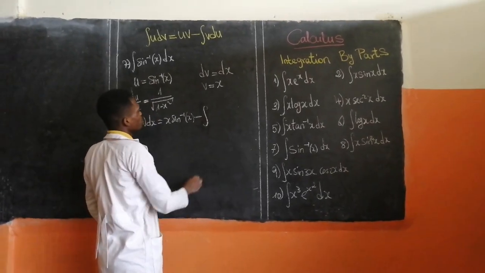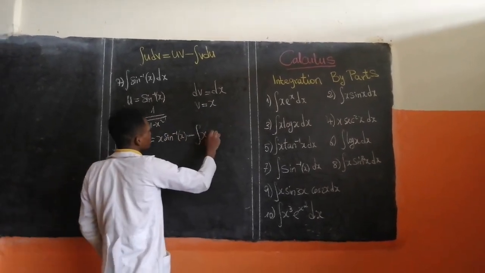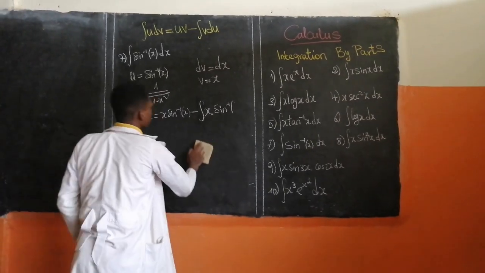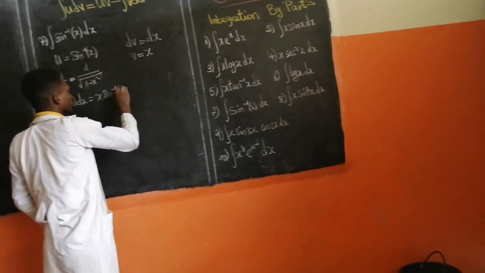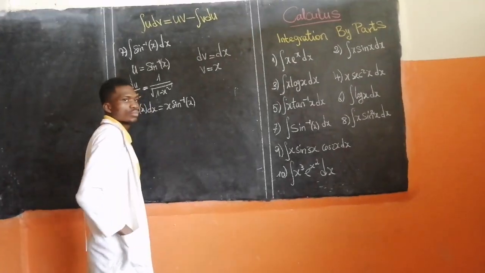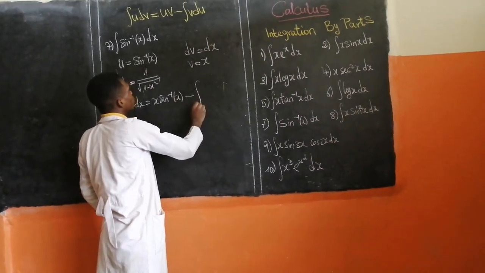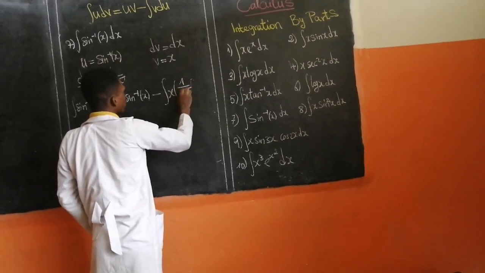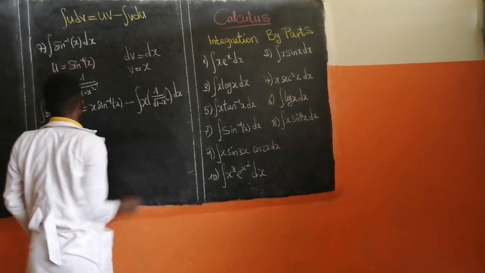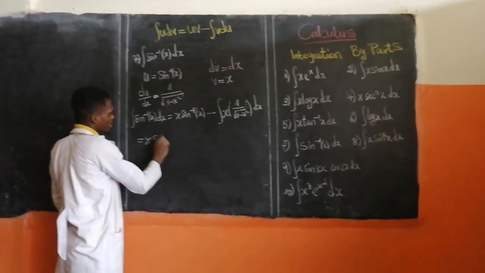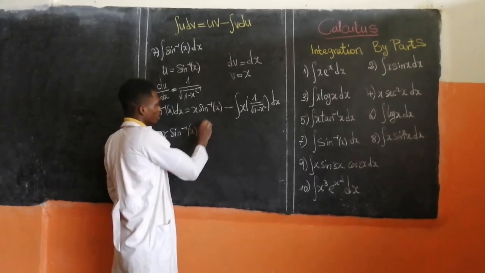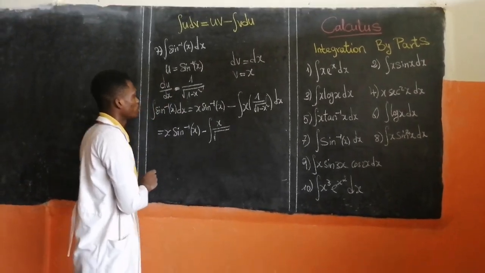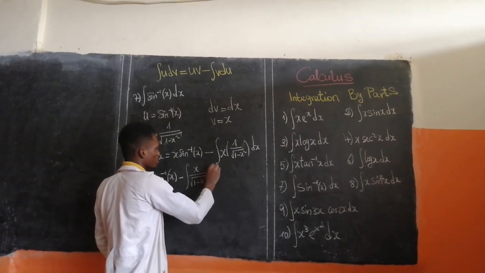Minus integral of v du, where v is x and du is 1 over the square root of 1 minus x squared dx. So this is going to be equal to x sine inverse of x minus integral of x over the square root of 1 minus x squared dx.